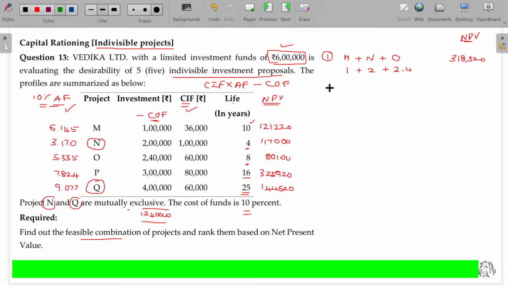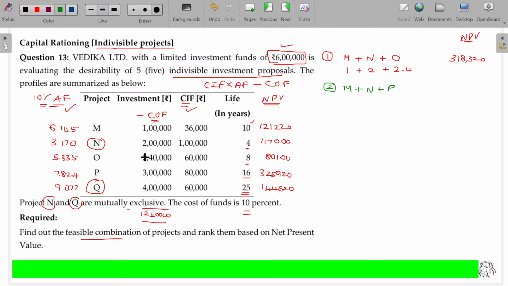Let's now move on to the next one. Last one, you just leave. Go for the next one. M has been chosen. I'm going to replace O. Instead of O, I can go for P.